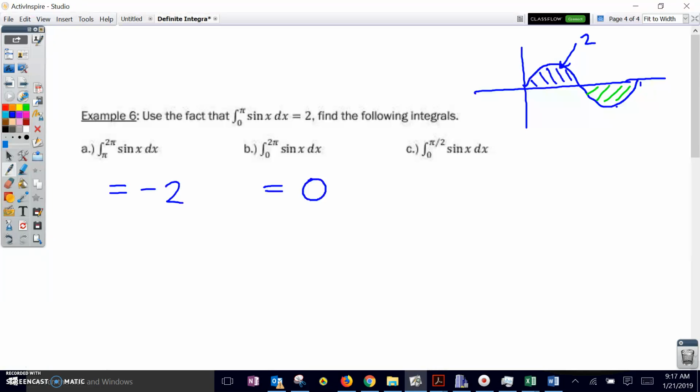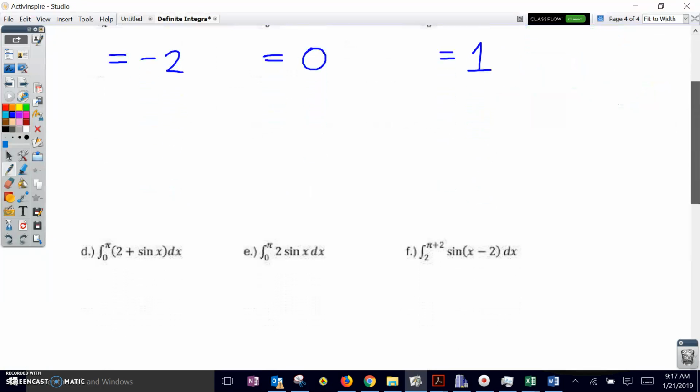For 0 to pi over 2, well, now we're taking just the first half of this arch, and so it's going to be half of the total area, so the value of that is going to be 1. Relatively easy to do when we know the area under one arch of these curves.